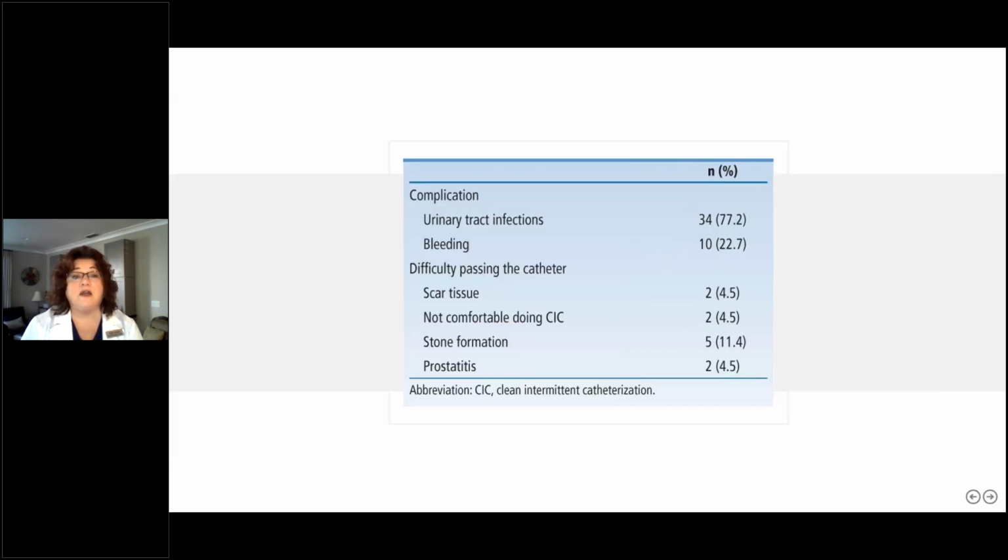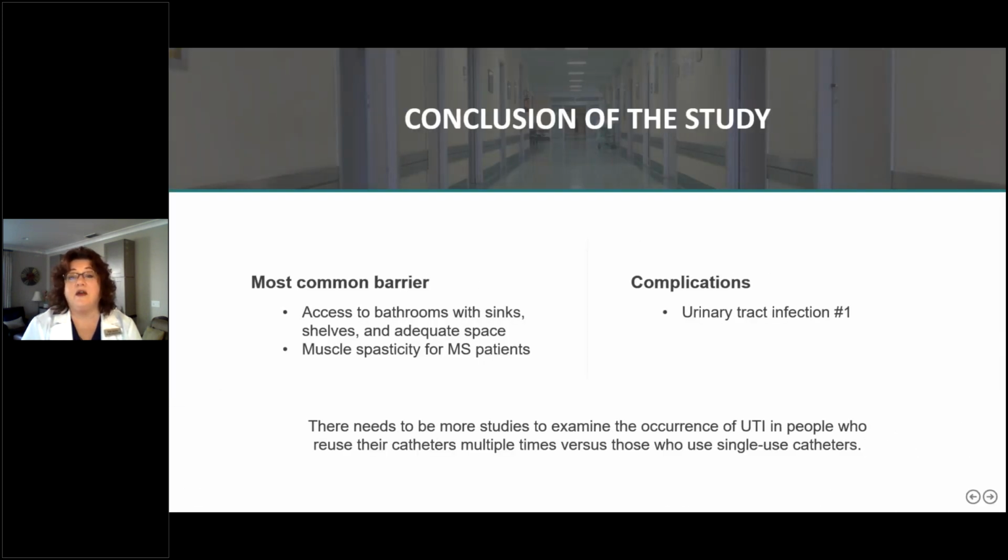And then there are complications of this study. Urinary tract infections was number 1. And then bleeding, stone formation, and then the other things. So it was a great study just to show those different things.